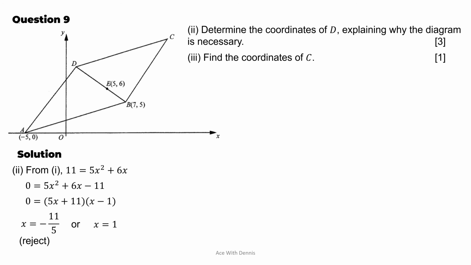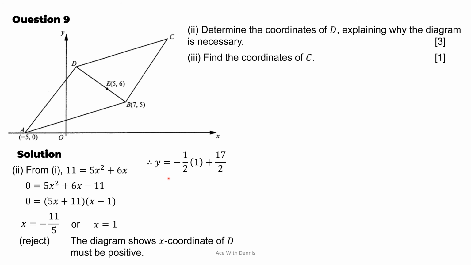We reject this value, x equals negative 11 over 5, because the diagram shows the x coordinate of D must be positive. Alright, so you can look here, D is on the positive side of the x-axis, therefore we reject this value. This explains why this diagram is necessary, because it tells us that the x coordinate is positive.